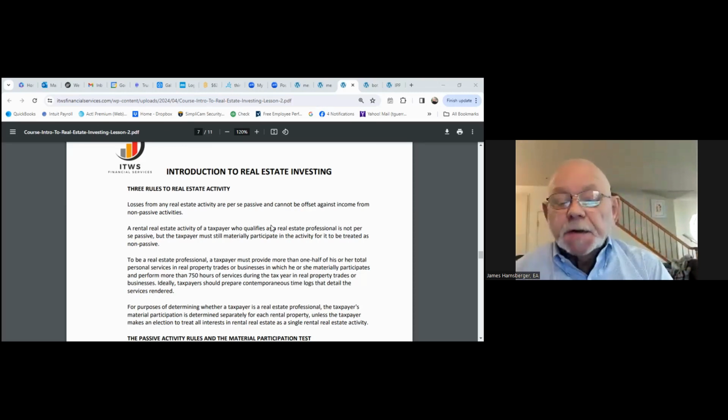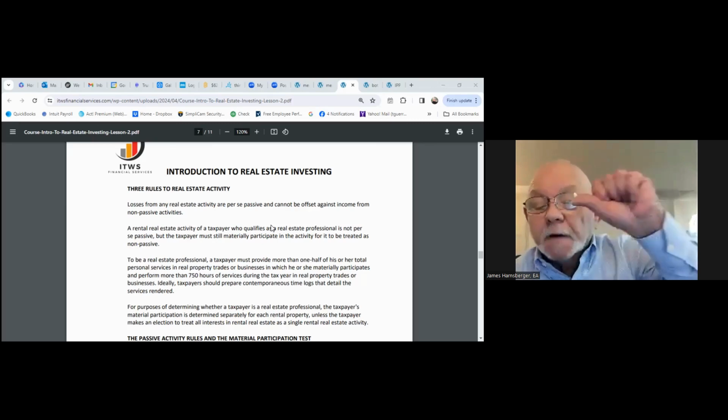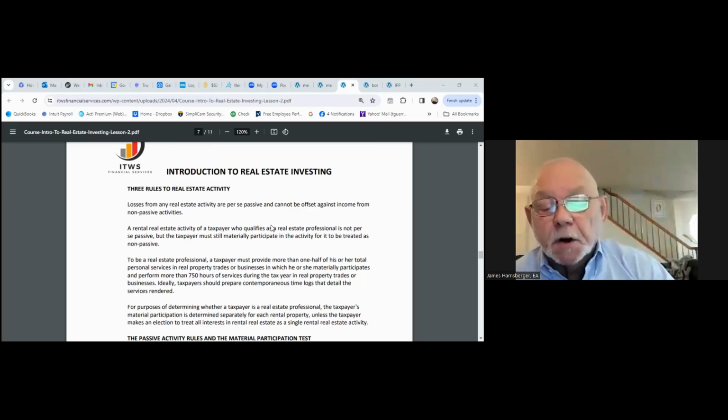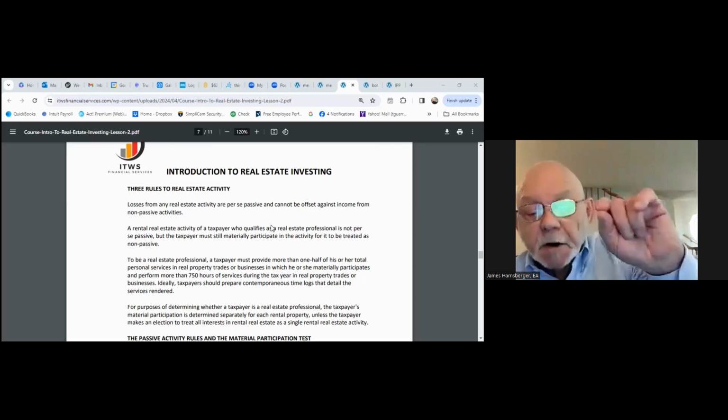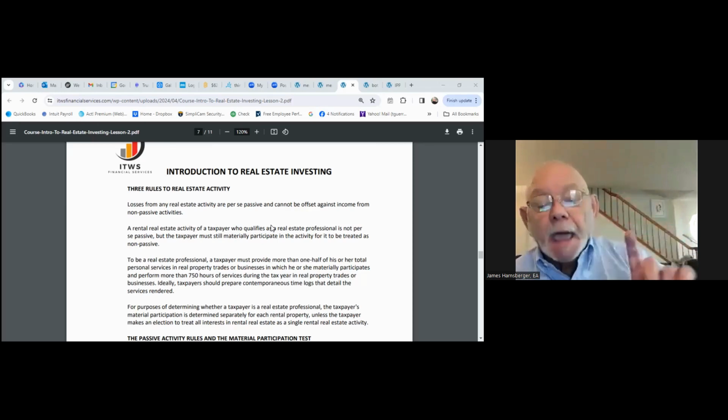That's an important distinction. To be considered a real estate professional, the taxpayer must provide that more than one half of his or her total personal services are in real property, trades, or businesses in which he or she materially participates, and perform more than 750 hours of services during the tax year in real property, trades, or businesses.